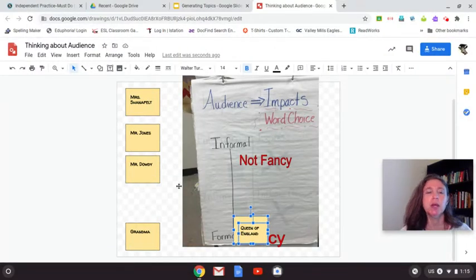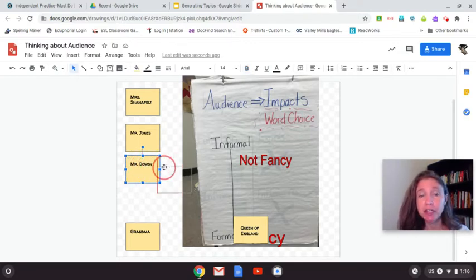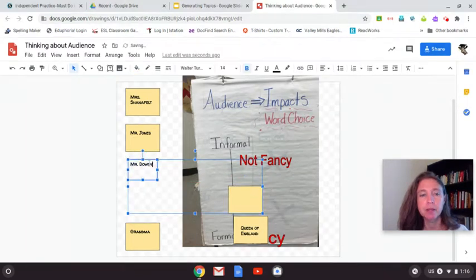Okay. All right, the same thing with Mr. Dowdy. Think about where Mr. Dowdy would go on the scale. Would he go at the most formal, like the Queen of England? Probably not. He probably wouldn't be informal. We're not going to talk to him like our friend, are we? Well, we would put him maybe somewhere like this, right? Let me get his name to move.